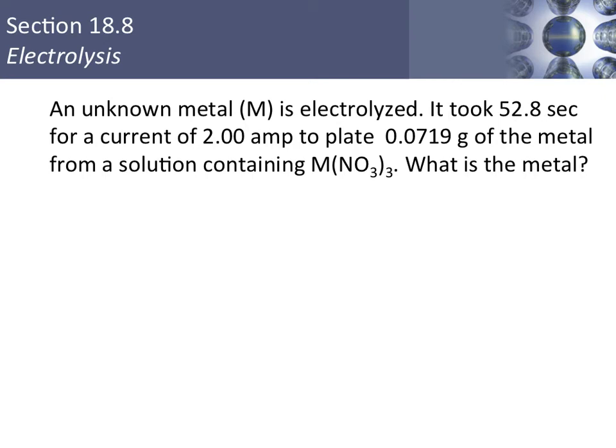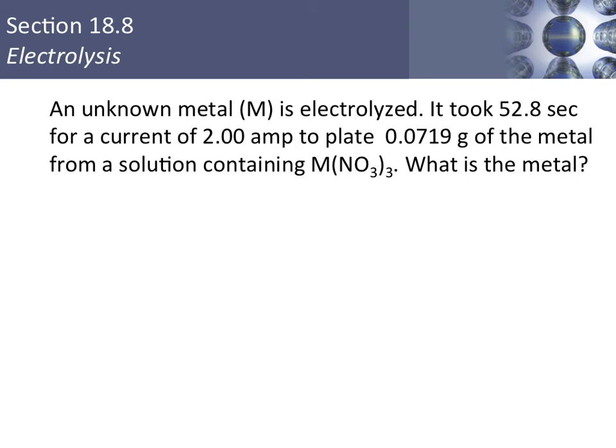Now let's use the stoichiometry of electrolytic processes to find the identity of an unknown metal. We know that it took 52.8 seconds of current, that's at 2 amps, to plate 0.0719 grams of the metal from a solution that contains that metal nitrate. And we can see that that metal is going to have a +3 charge.